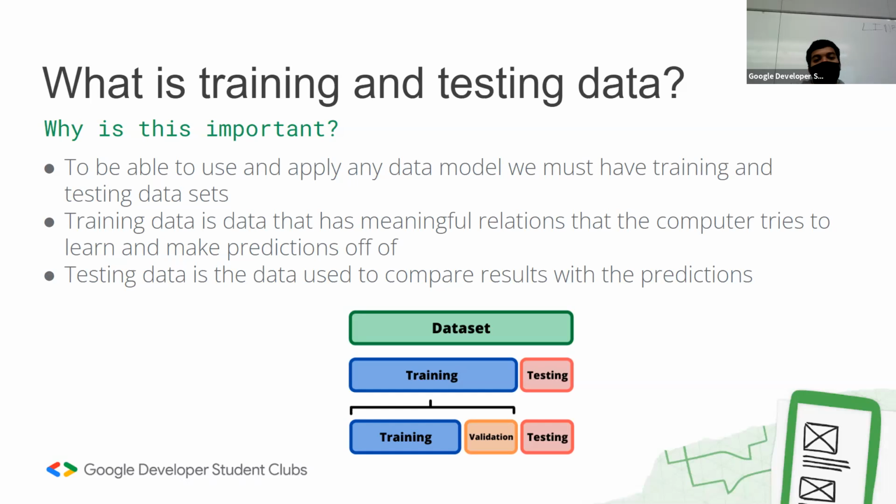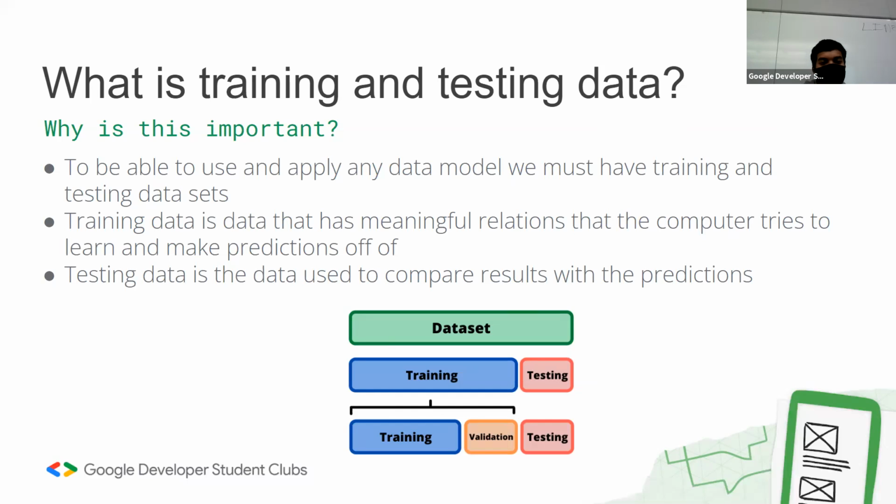So essentially, when you're given data and we choose to apply a data model to it, we first split the data that we're given into training and testing data. Training data is data that has meaningful relations and has all the answers given to the computer, and the computer tries to learn from that data and make predictions off of the data for the future. In this example, training data would be entries where we know what the number of deaths is for a given number of cases on a specific date.